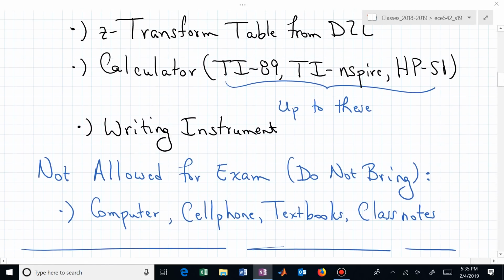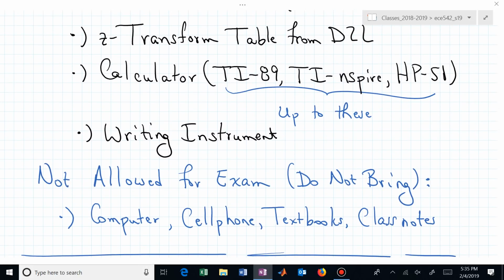Any questions about the process for exam number 1? And we'll go through some of the topics that might be on exam number 1 during the review session tonight after this particular class.